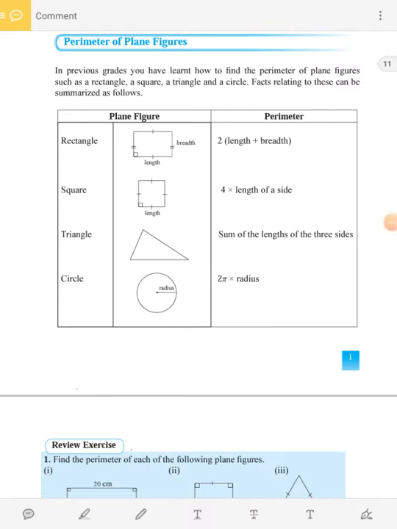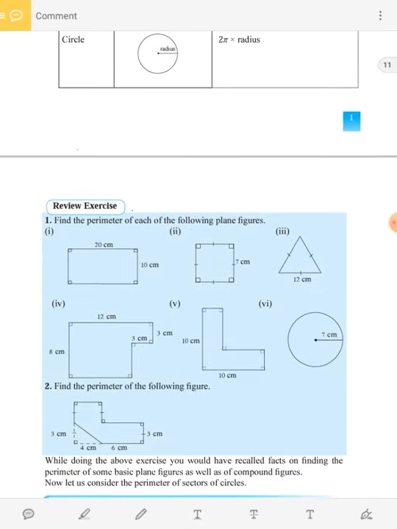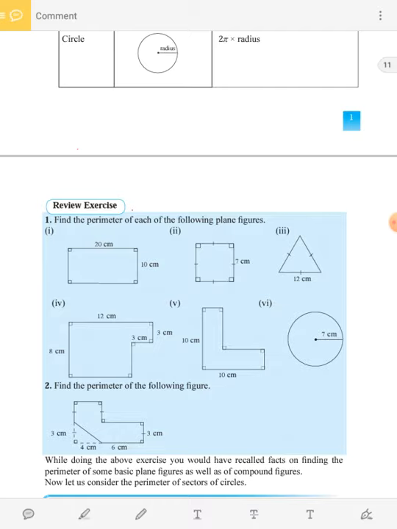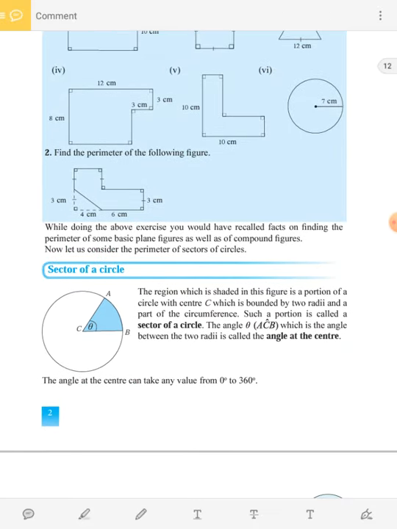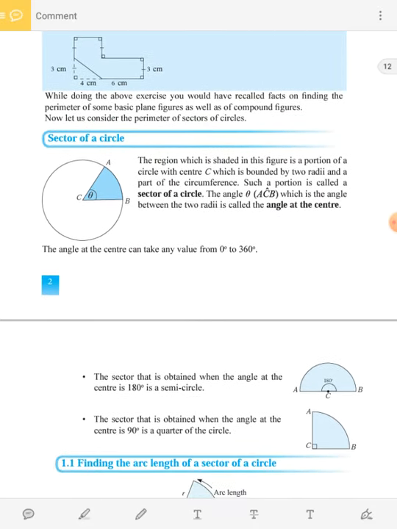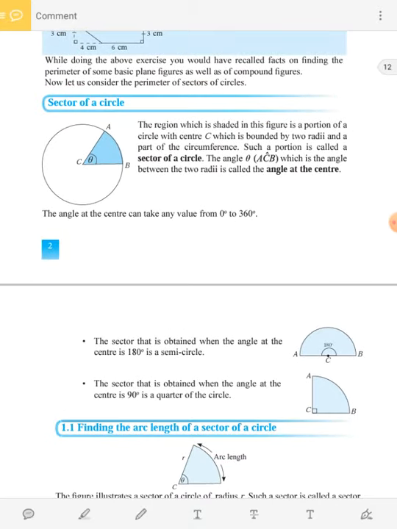Last class we learned about perimeter of plane figures. Also we did this review exercise. Today we are going to move to sector of a circle.